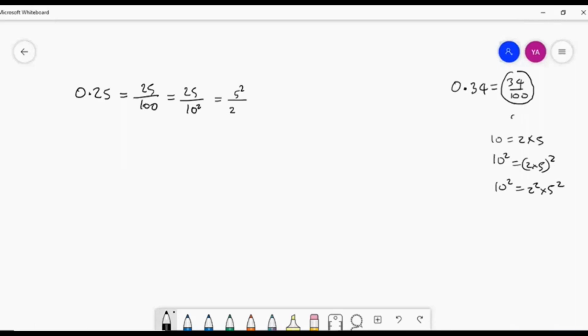We know this rule: (AB) whole square is equal to A square into B square. So here we can write 10 square as 2 square into 5 square. We can cancel 5 square. So we get 1 by 2 square, that is 1 by 4. So you can reduce it.